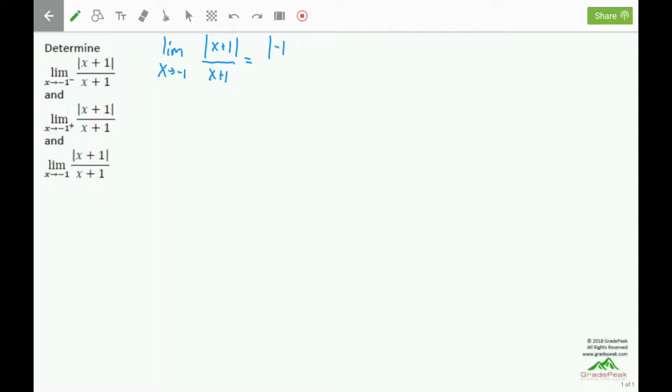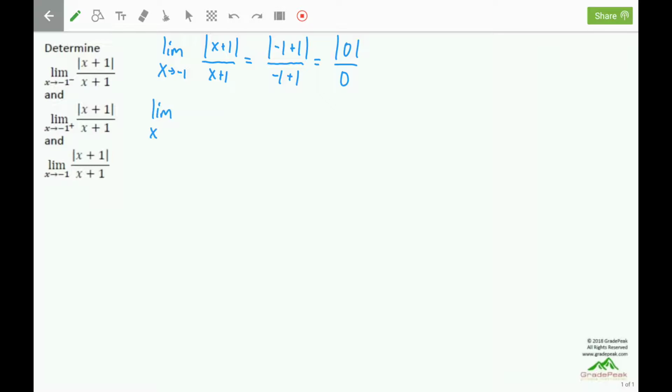That will give us the absolute value of -1 plus 1 divided by -1 plus 1. -1 plus 1 is 0, so we have the absolute value of 0 over 0. Since the limit results in a 0 within an absolute value, it is required to work out each side of the limit separately.